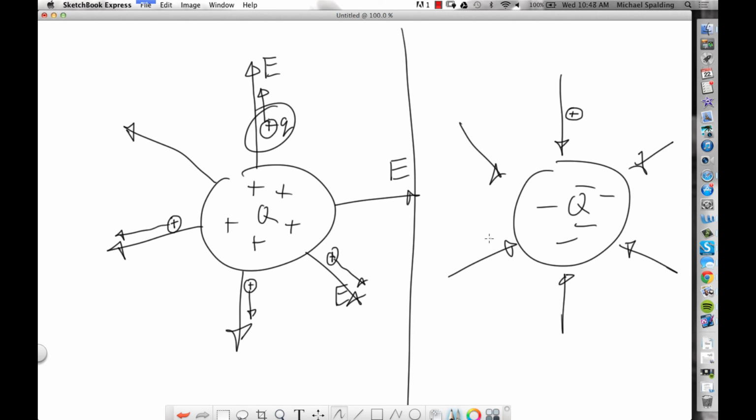Little negatives, so let's put a little negative in here. Which way do little negatives want to go? Against the field. Little negatives move against the field. Little positives move with the field. Does that make sense? Okay, now let's go to our problem here.